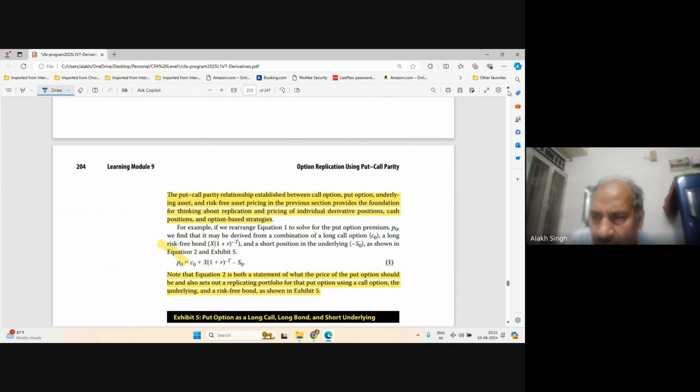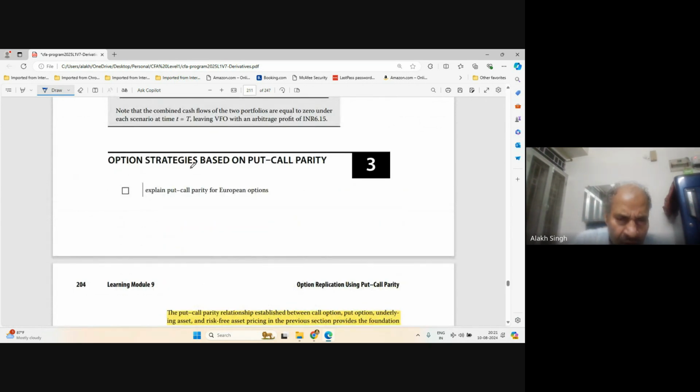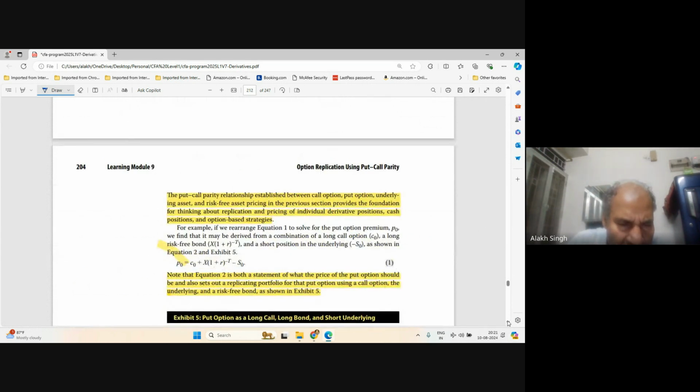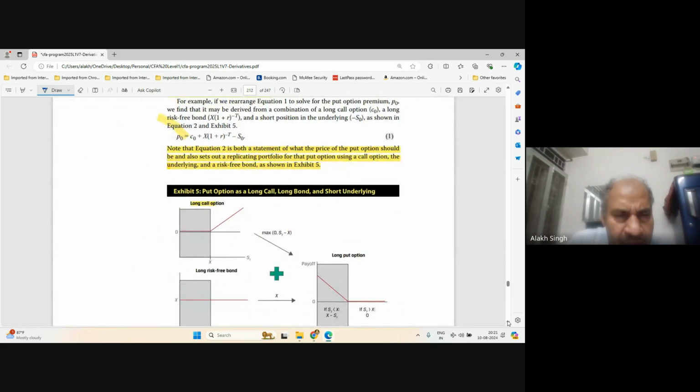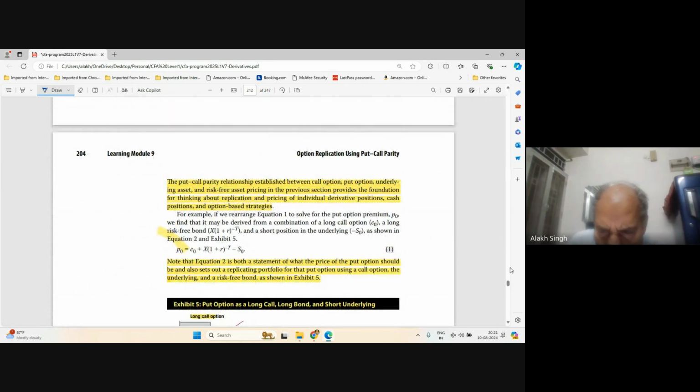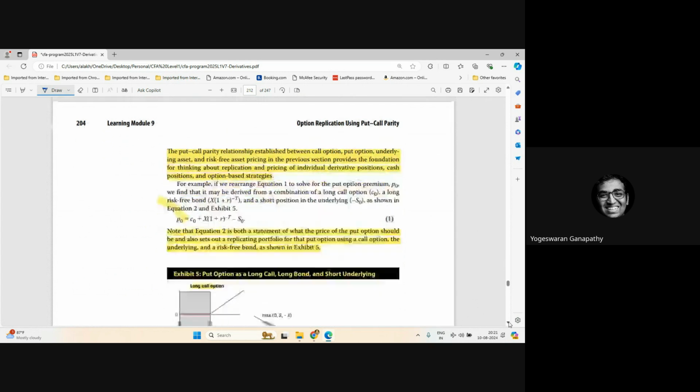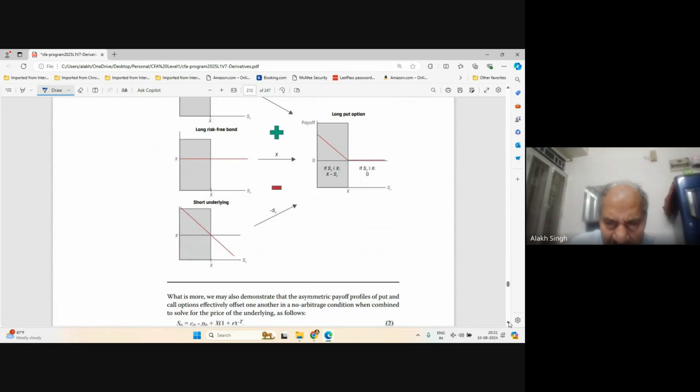Now, what is this? Option strategies based on put-call parity. I think it will be very easy for you both, so long as you remember that. So we have this. What is the price of the put? You already calculated it as C0 plus the present value of X minus S0, which was 23.85. Now let's go rearranging the put-call parity equation.